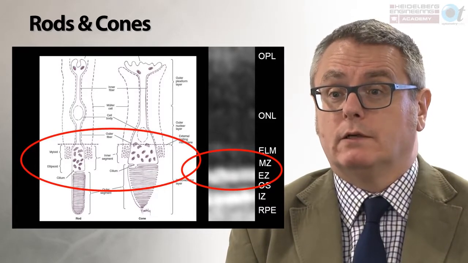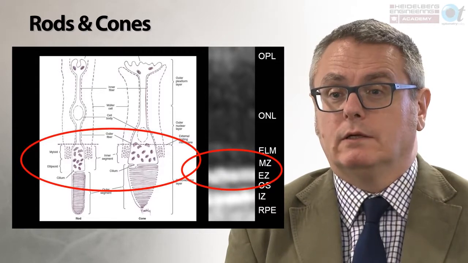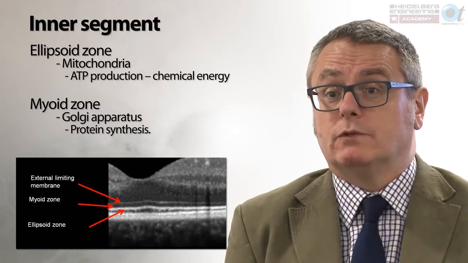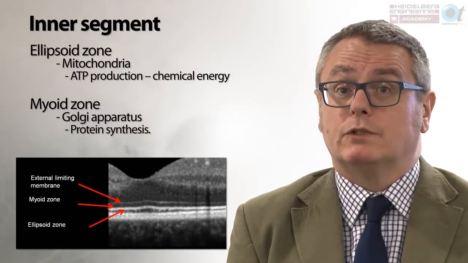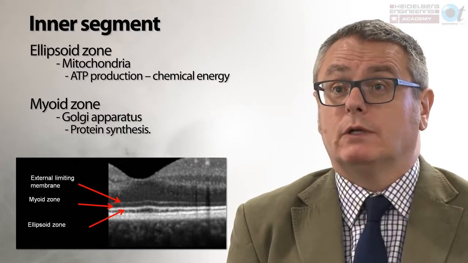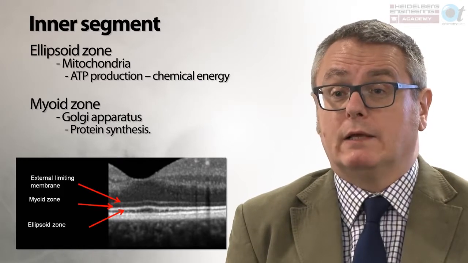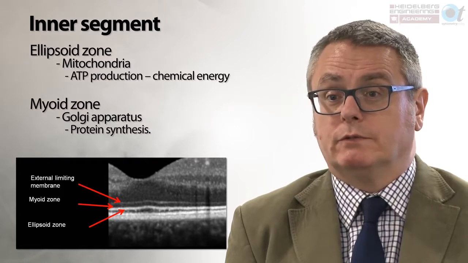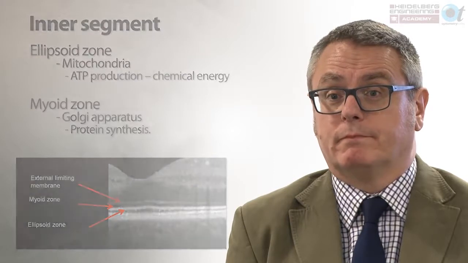The areas we're looking at are these two hyper and hypo-reflective bands in the outer retina. The ellipsoid of the photoreceptors is responsible for chemical energy production, the myoid for protein synthesis, both of which are necessary for normal photoreceptor physiology. If the layers are disrupted, you can account for significant visual loss in a patient. Again, disruption of the external limiting membrane can also have a significant impact on the patient's vision. So it's also always important to comment on those structures.